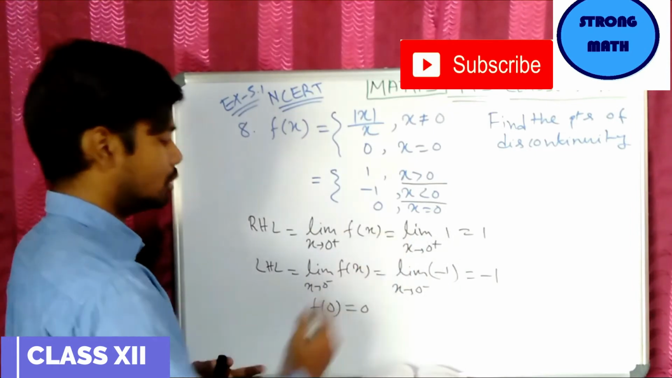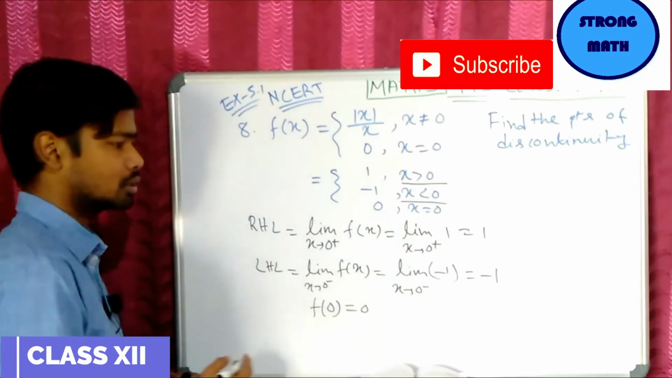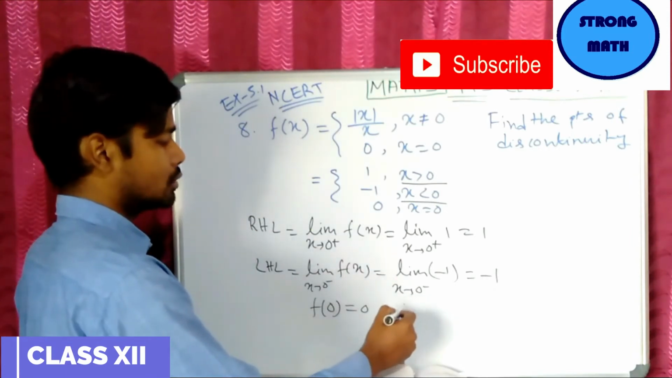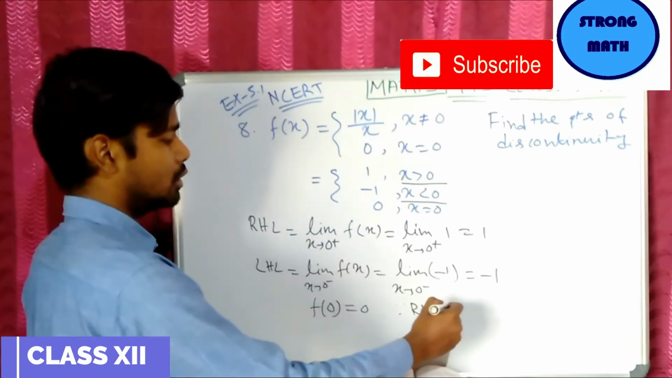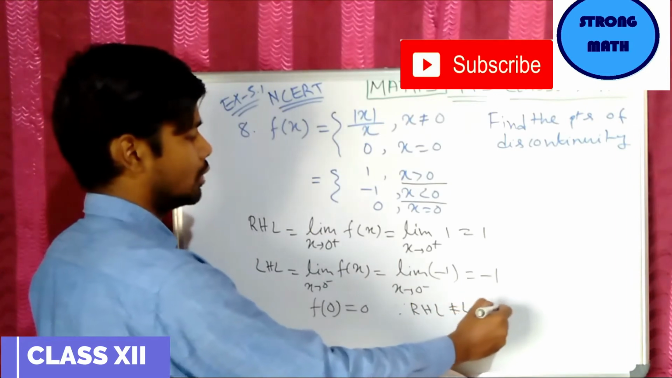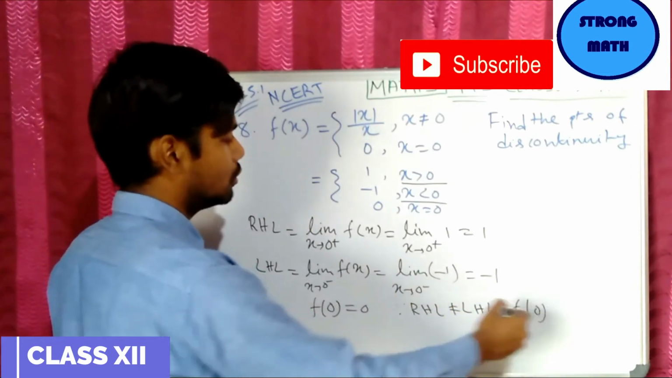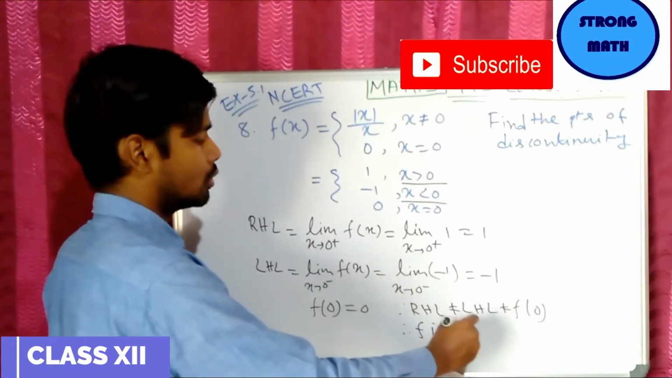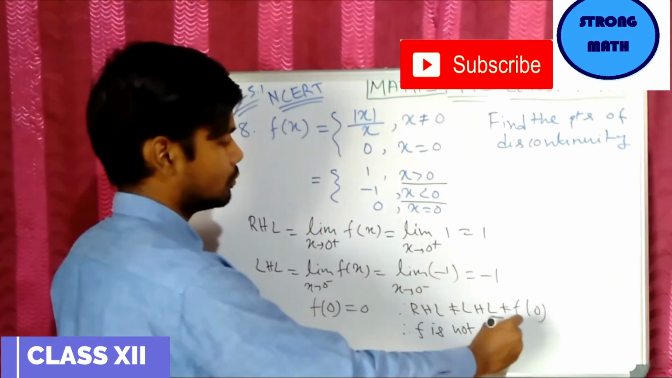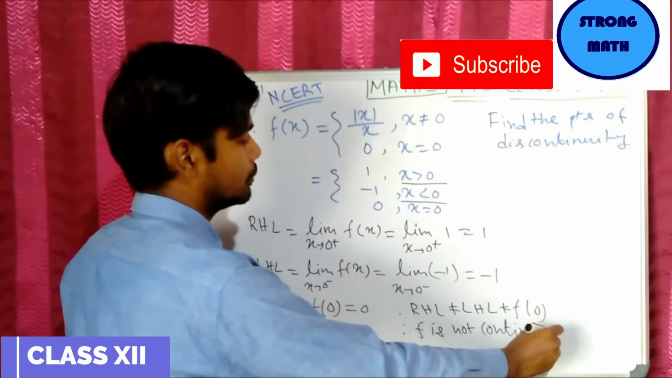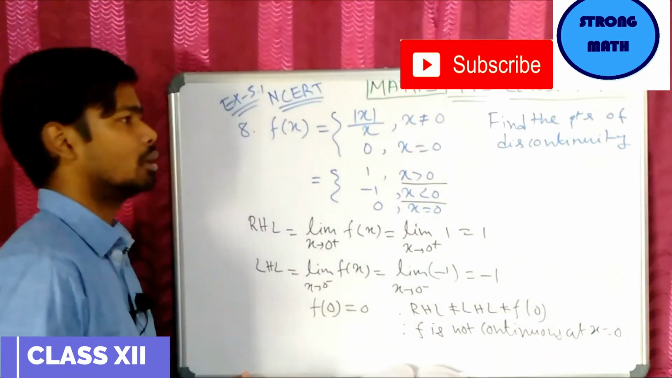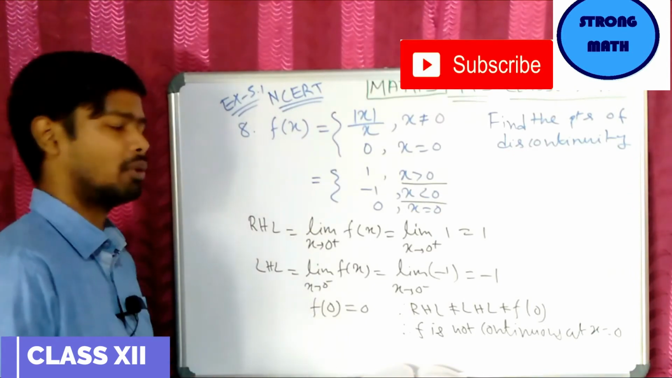So all the three values are unequal. Therefore, since right hand limit not equals left hand limit, not equals functional value, f is not continuous at x equals 0. So 0 is the point of discontinuity for this type of function.